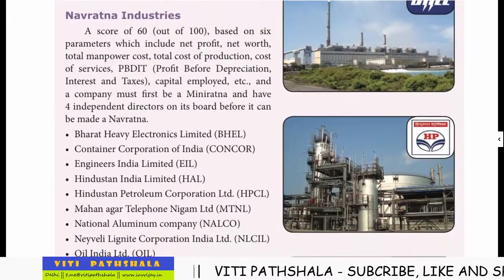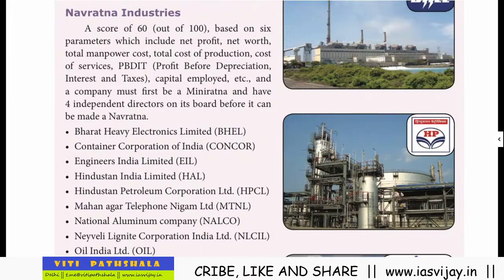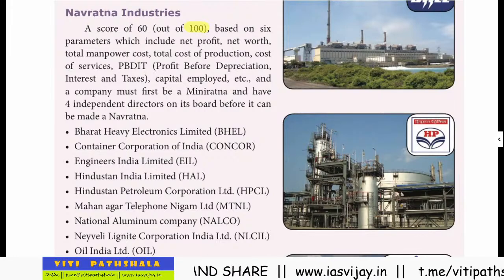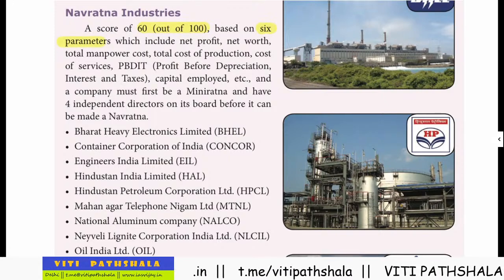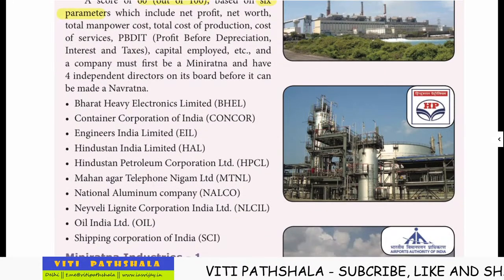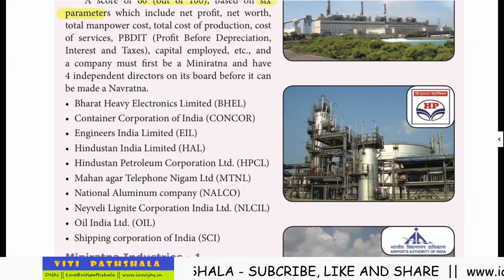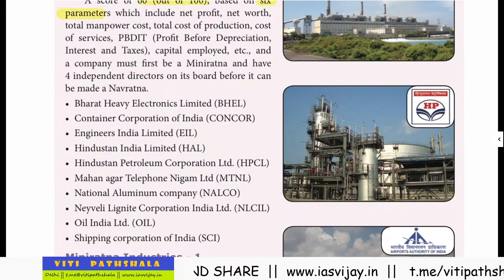For a Navratna, a score of 60 out of 100 is needed, based on 6 parameters. So the score should be 60 out of 100. The 6 parameters include net profit, net worth, total manpower cost, total cost of production and cost of service, PBDIT (profit before depreciation, interest and taxes), capital employed, etc.